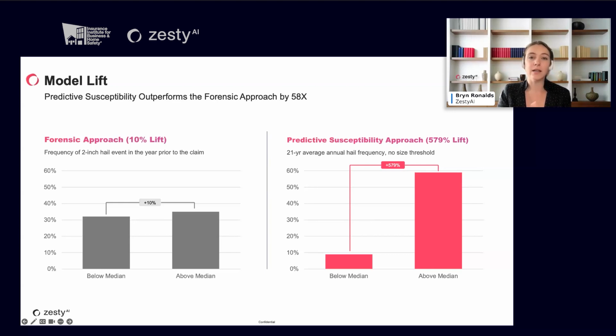And we compare again, below median hail risk to above median hail risk, how many hail claims fell in each of these two buckets. And now we're starting to get somewhere. So this is 580% lift. Again, this is highly idealized, but it gives you a really clear insight into the two approaches and how much leveraging you can get from historical context and small hail.